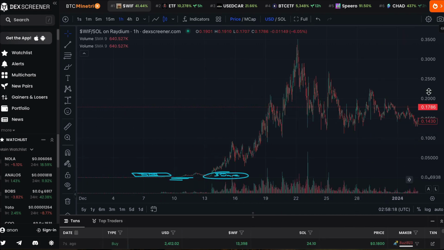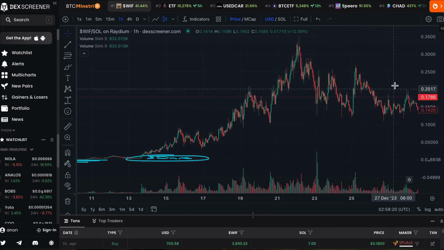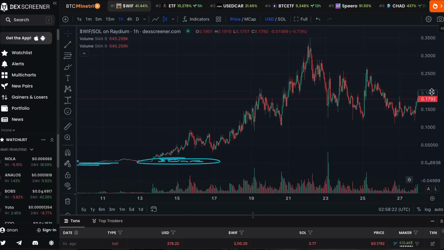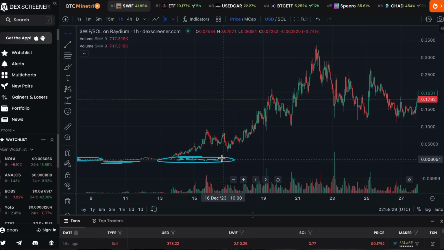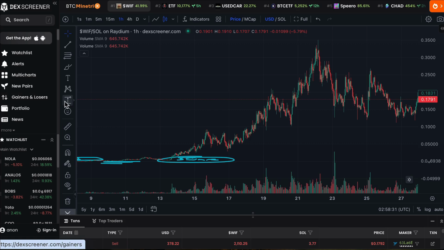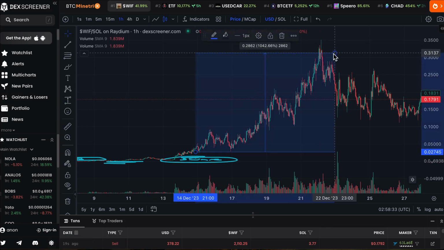Now, this is a coin that went crazy. And sometimes if you have more belief in a coin, it is worth, especially if you're in profit, letting 20% of your position run. And in this particular coin, if you did that, you would have added another 1,000% odd.